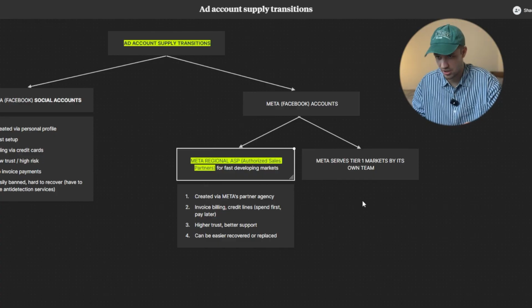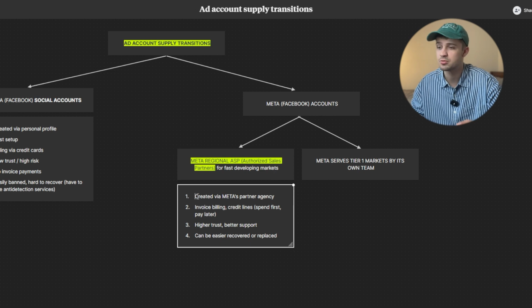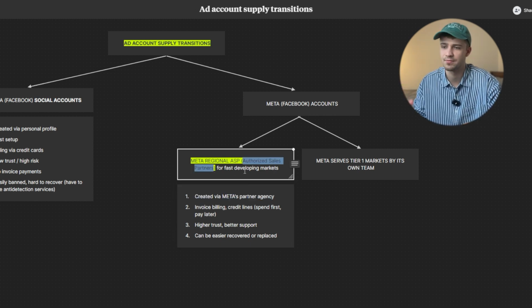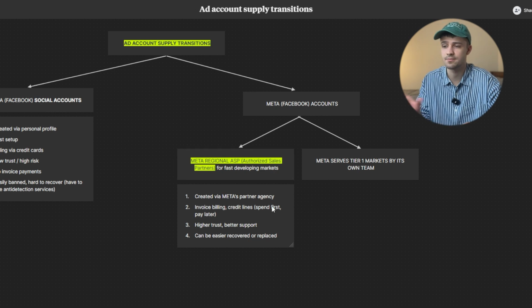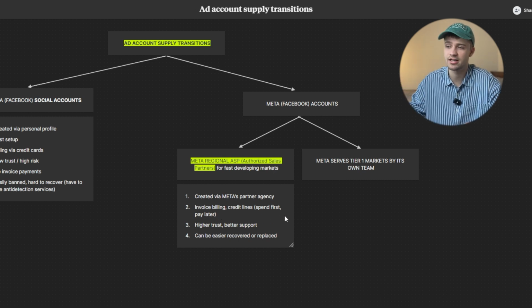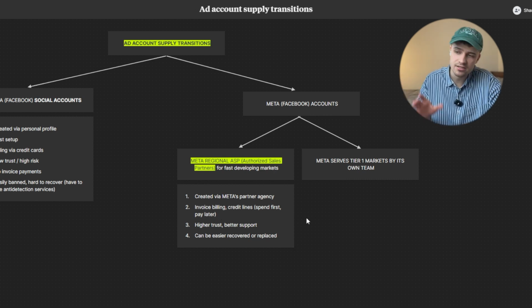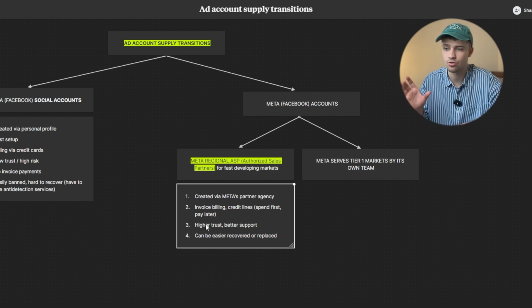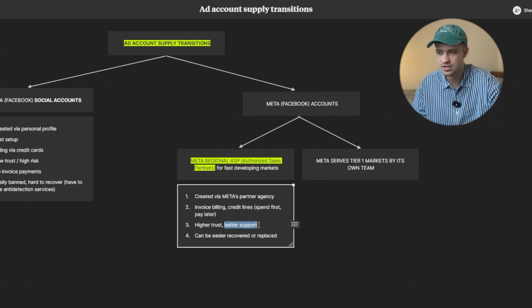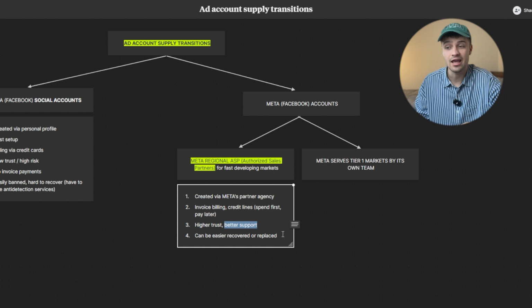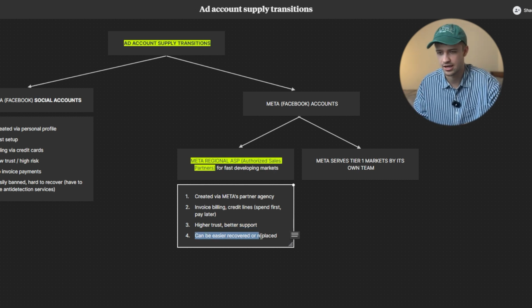Here's what makes them special. They are business managers provided by Meta's partner agencies, Meta's authorized sales partners. You fund them with invoices, not cards, and many come with a credit line. You get post-payment terms: spend first, pay later. Sometimes it's 30 days or even more. If a policy violation occurs, Meta or the ASAP might offer policy training instead of an instant ban, and they'll often issue a new account. But here's the key update, even for 2024.